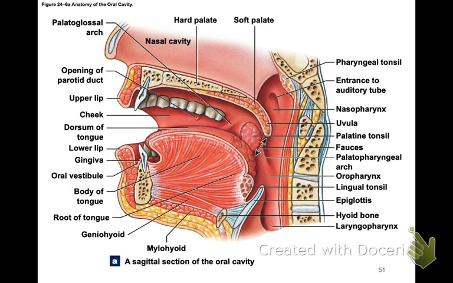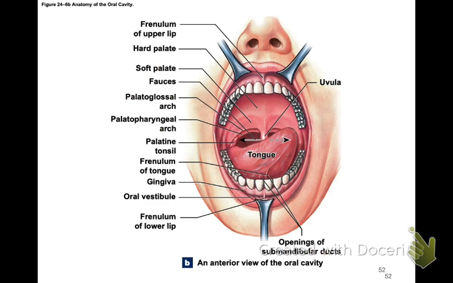If you didn't study this in lab, you've got the muscles labeled, you've got the tonsils labeled. Just kind of look through that and see if you can make sense of it, but I'm not testing you specifically over the diagram. So here's another one. The only thing I wanted to point out here is the frenulum of the tongue.